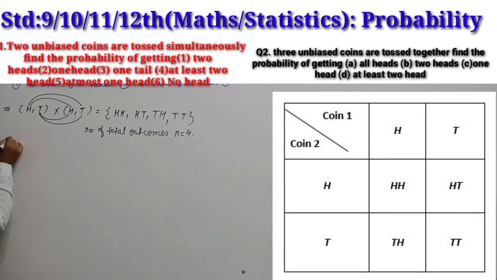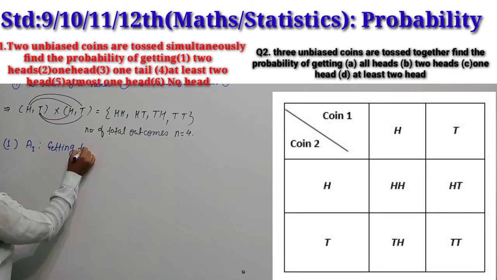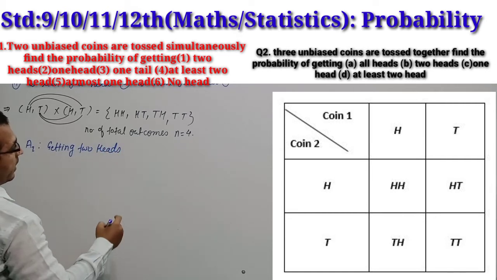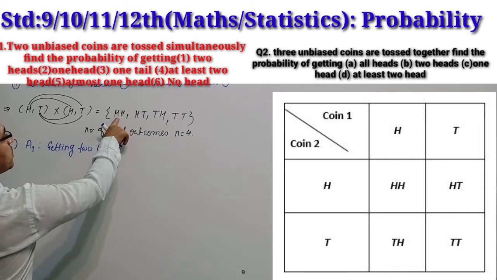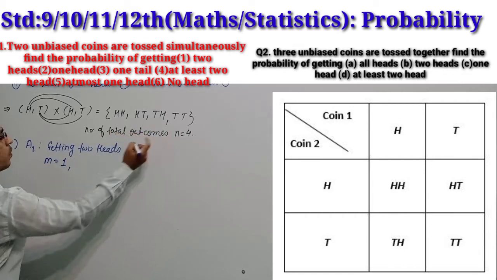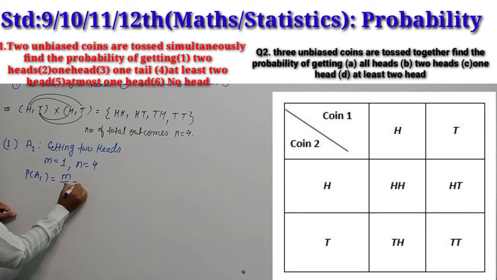Okay, let us solve the first one. Consider this is event A1, getting two heads. So students, how many times are you getting two heads over here? Only one time. So m, the favorable events, will be 1, and the total number of outcomes n is 4. So P of A1 is equal to m by n, 1 by 4.